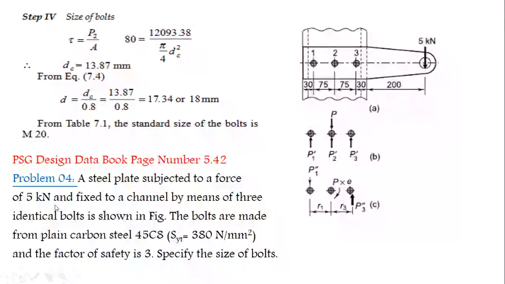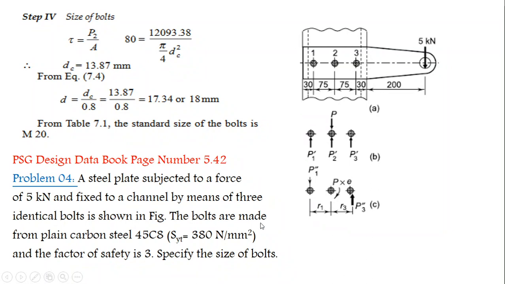Okay. You can see the next problem. Problem 4. A steel plate subjected to a force of 5 kilonewton and fixed to the channel by means of 3 identical bolts as shown in figure. These are the 3 identical bolts 1 and 2. This is fixed by the load of 5 kilonewton.